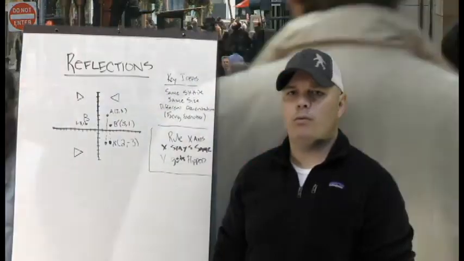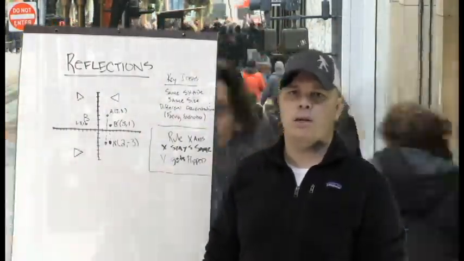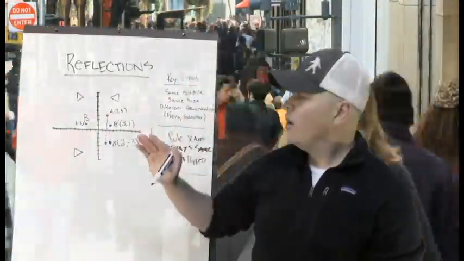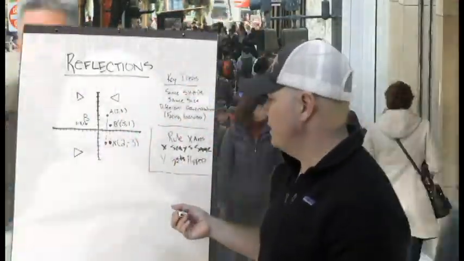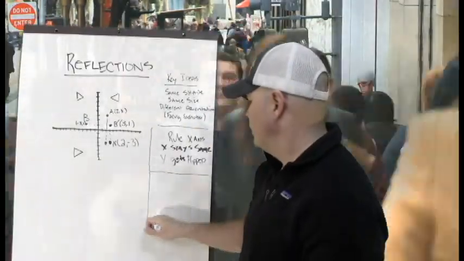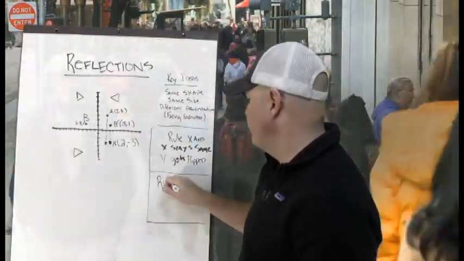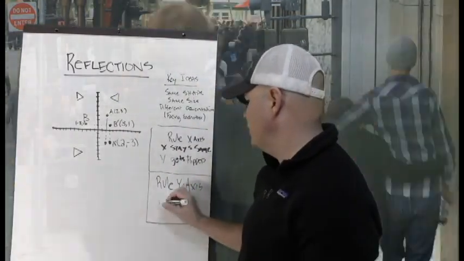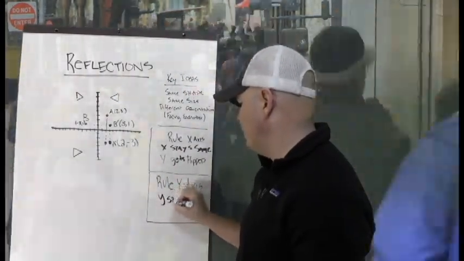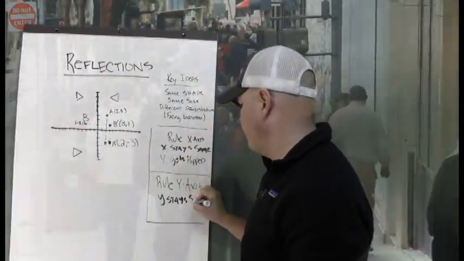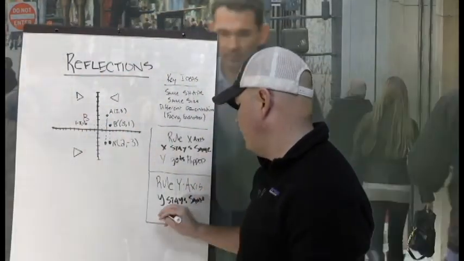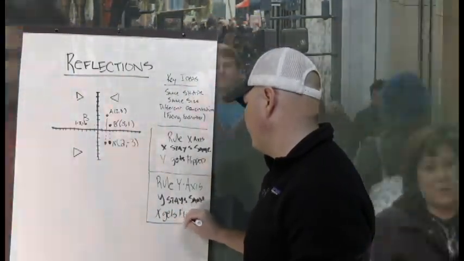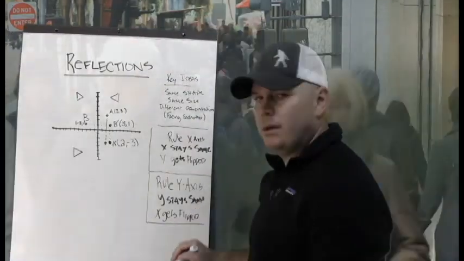And that was like that when we reflect shapes across the y-axis, the y stays the same and the x gets flipped. Whatever axis you're going over, that coordinate stays the same, the other one gets flipped. So my rule for the y-axis is the y stays the same and the x gets flipped. Okay? So it should be a super simple lesson for you today.